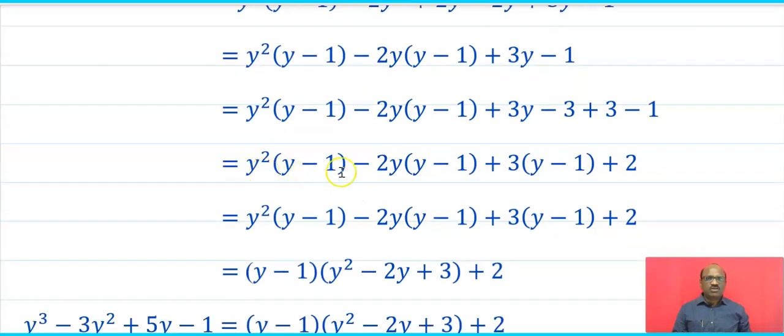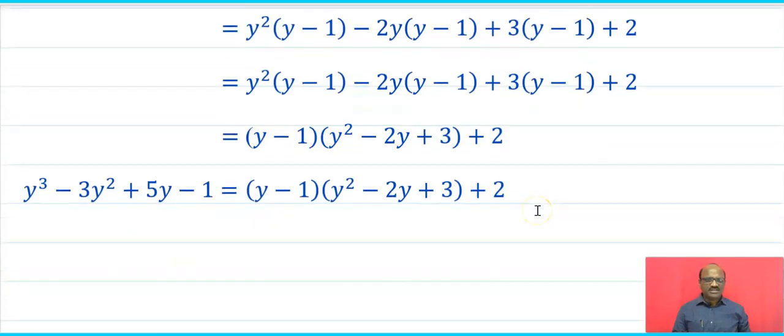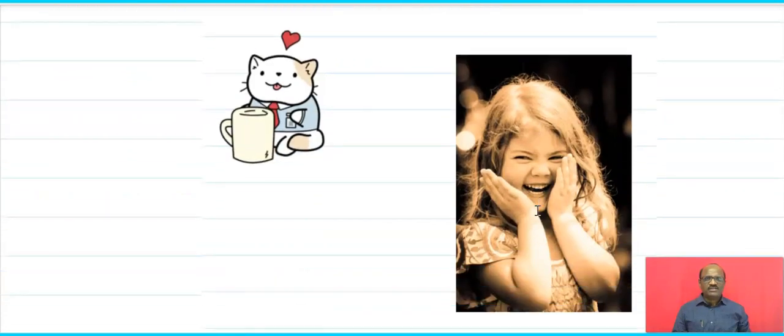Now from all these three terms, I will take y minus 1 as common. Then in bracket I will get y square minus 2y plus 3, bracket complete, plus 2. Therefore the quotient is y square minus 2y plus 3. This is the quotient and 2 is the remainder. And in this way we have completed the practice set 3.3. Now we'll see in the next video. Till then, goodbye.